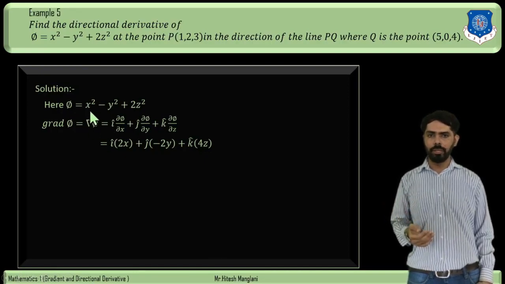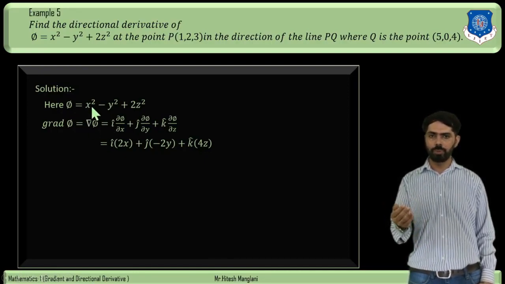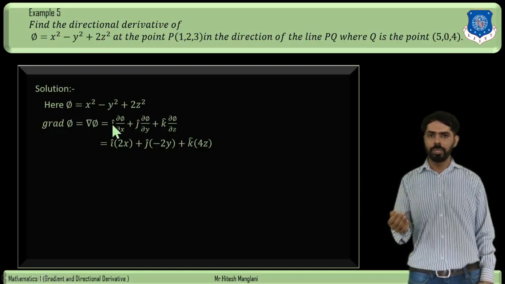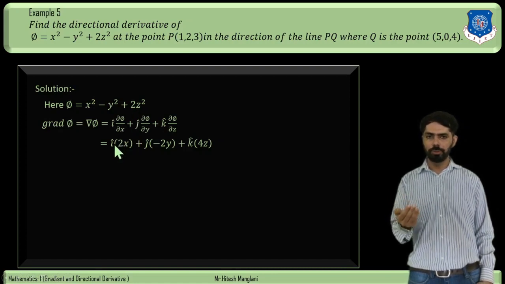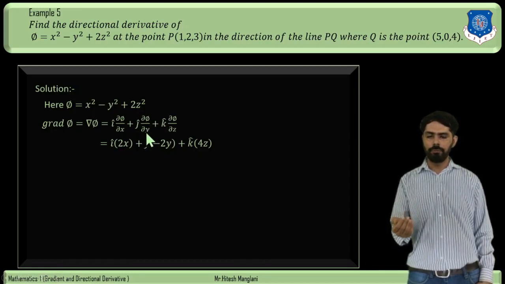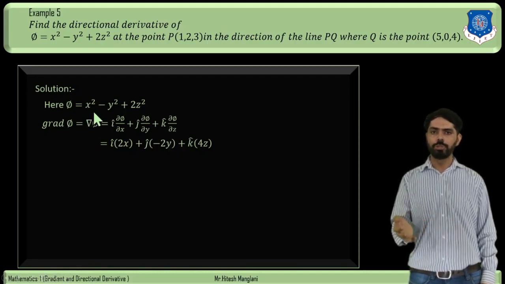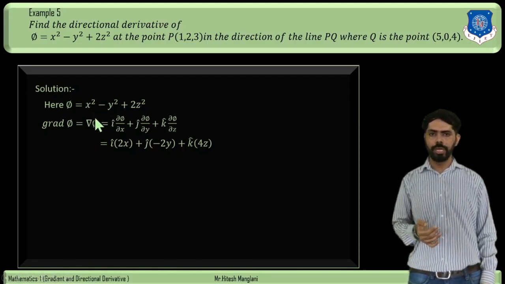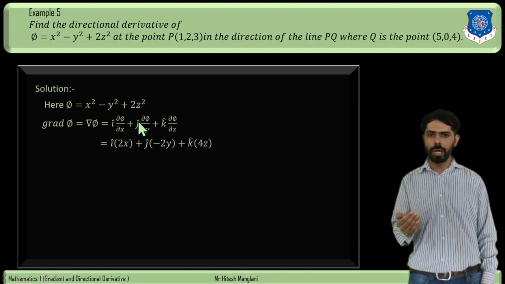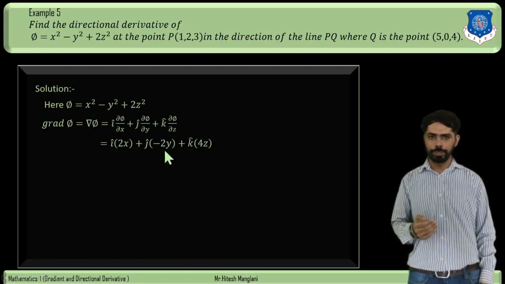So y and z are constant. The first term is x square, so the derivative of x square will be 2x. The derivative of the second term will be 0 because y is constant. Same way, the derivative of the third term will be 0 because z is constant. So here it will be i in bracket 2x plus j del phi by del y. That means we find the partial differentiation of phi with respect to y. So x and z are constant, so the derivative of the first term will be 0. The derivative of y square with respect to y will be 2y, so here it will be minus 2y. And the derivative of the last term will be 0.